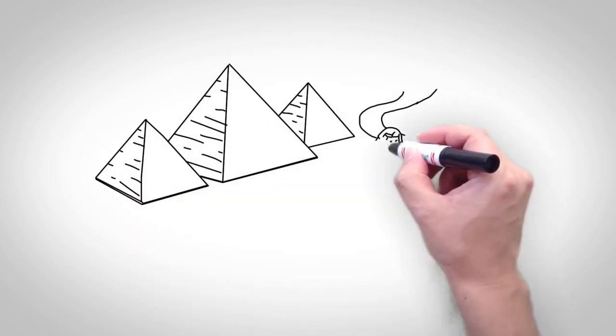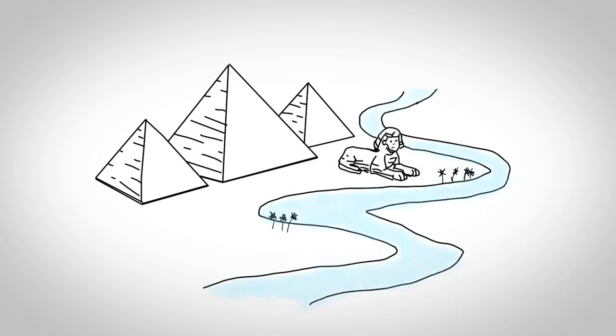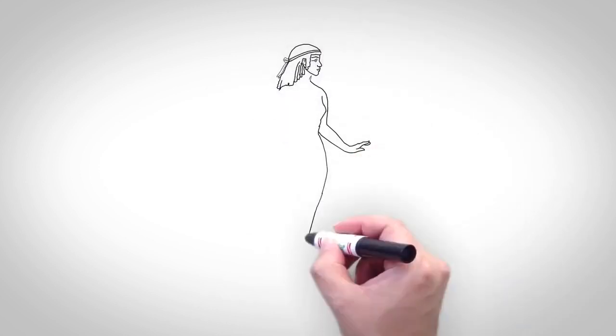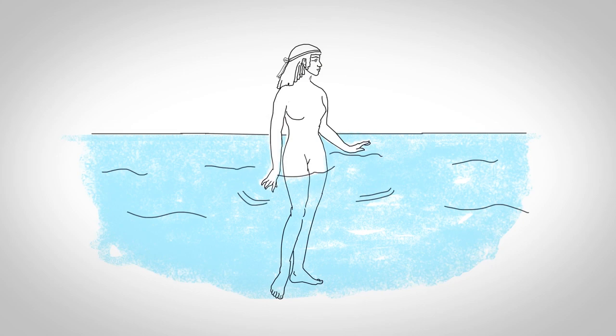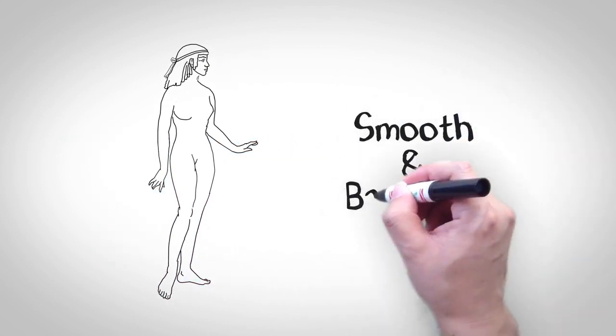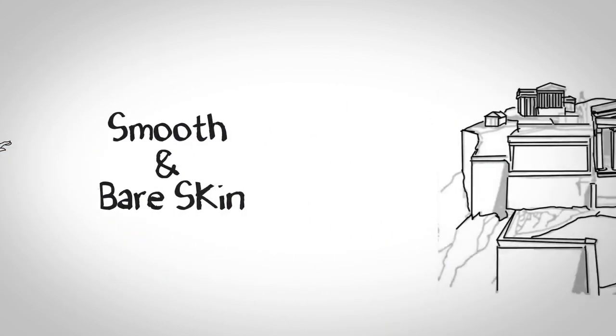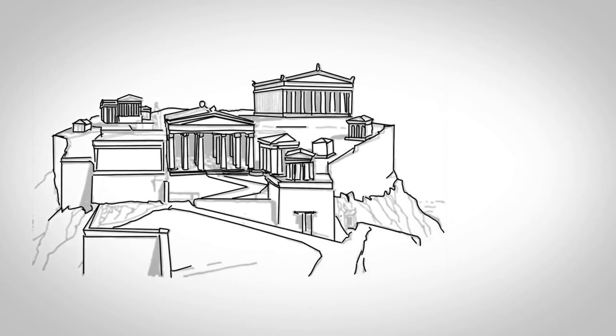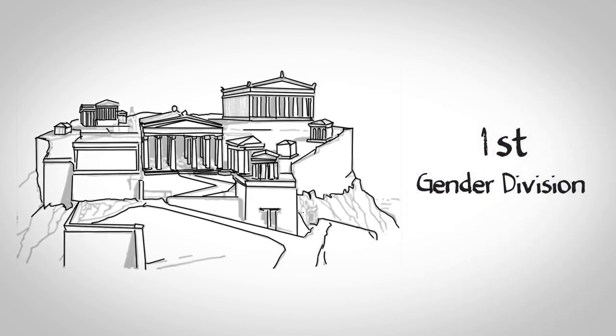Now let's travel to ancient Egypt. In Egypt, cleanliness was key. Egyptians bathed several times a day, and men, women, and even children were expected to maintain smooth, bare skin free of any hair. And over in ancient Greece, we see the first gender division on hair removal standards.